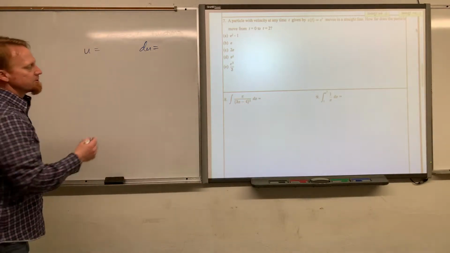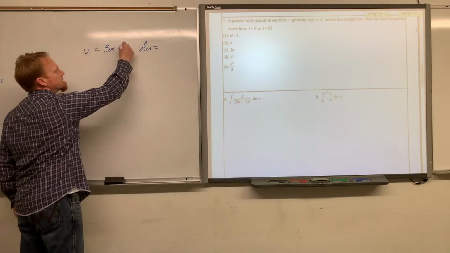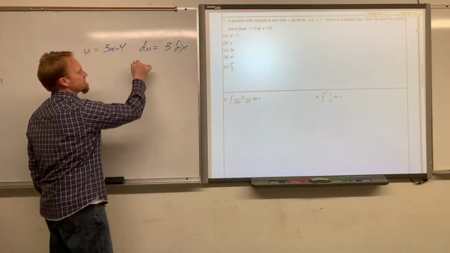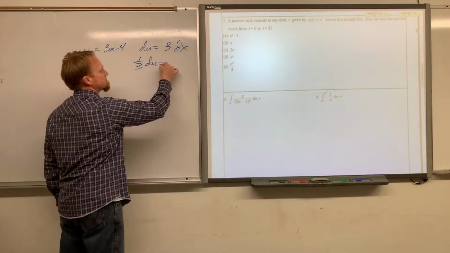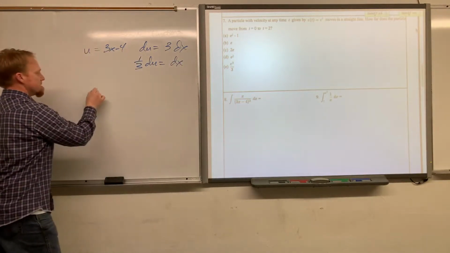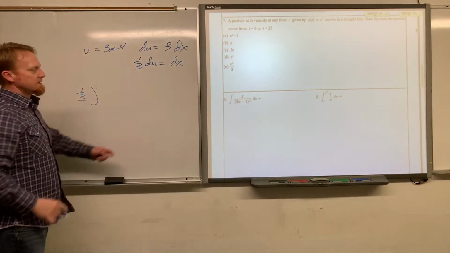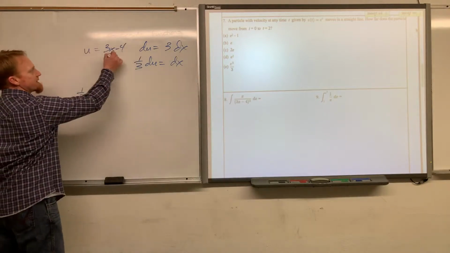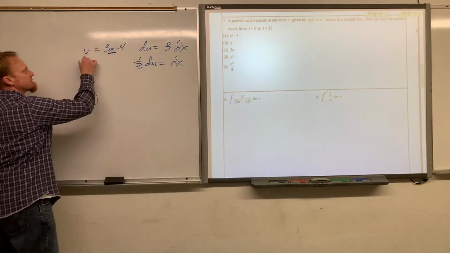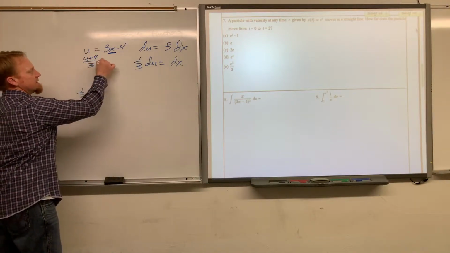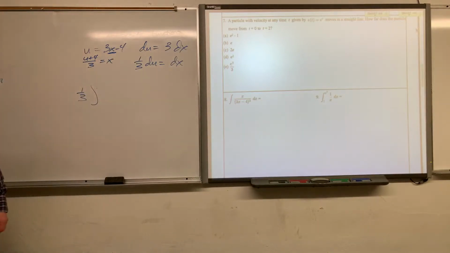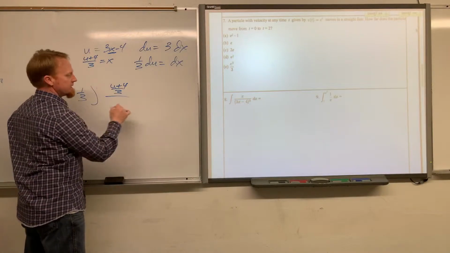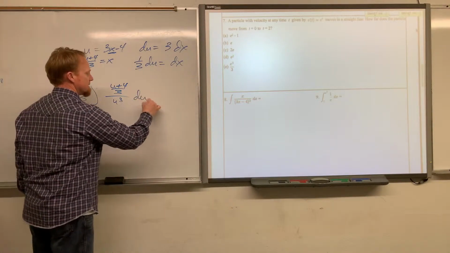Alright, 8. Our u needs to be 3x minus 4. du is 3 dx. There's not a 3 in the problem. So I know I need a 1/3 out front. Now I do, however, have an extra x. Remember, if you've got an extra x, we've got to go back here and solve for x. So I'm going to add the 4 and divide by 3, and that tells me what my x is. So that goes on top. And I have u cubed on the bottom.